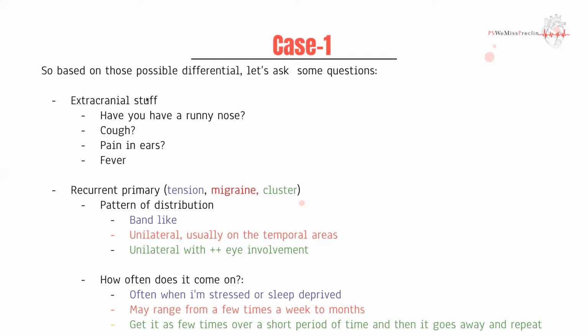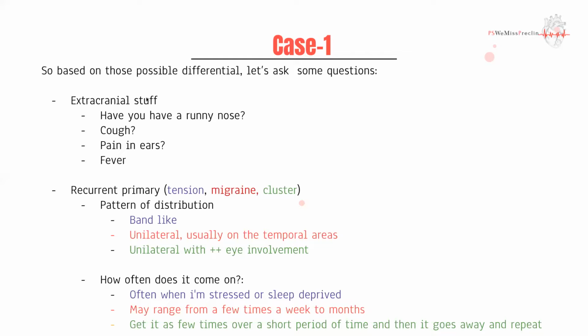Now, with your recurrent primaries, this is going to be your bread and butter again. So you need to ask about pattern of distribution. And I've color-coded what each one of them presents with. So a typical tension headache is seen in younger populations. It's described as a band-like pain around the head, almost as if someone has a band around their head. It's mostly triggered by stress or sleep deprivation, as the name tension suggests, and often in university students. I'm sure some of you might have had one yourself.